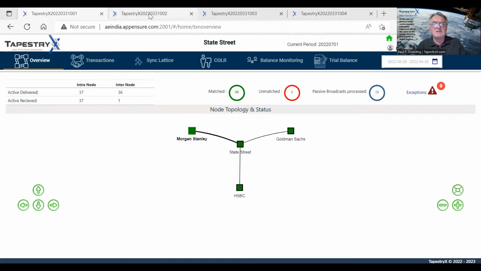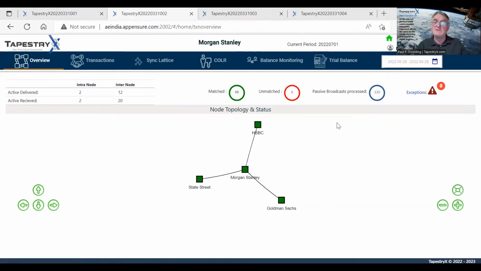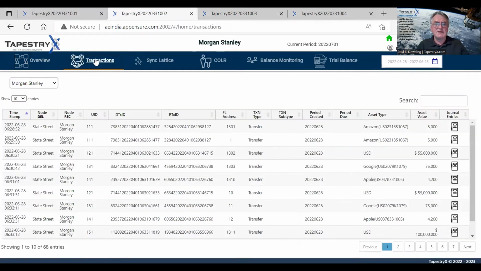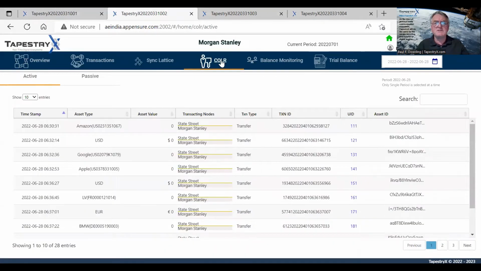If we look at the next node, which is Morgan Stanley, you'll see the topology as understood by Morgan Stanley. So each node has an overview tab, has a transactions tab, has our proprietary automated self-synchronization method, which you can find out about at the end of the video. And we have a complete ownership lot record. Now this is important because we separate transactions and balances.